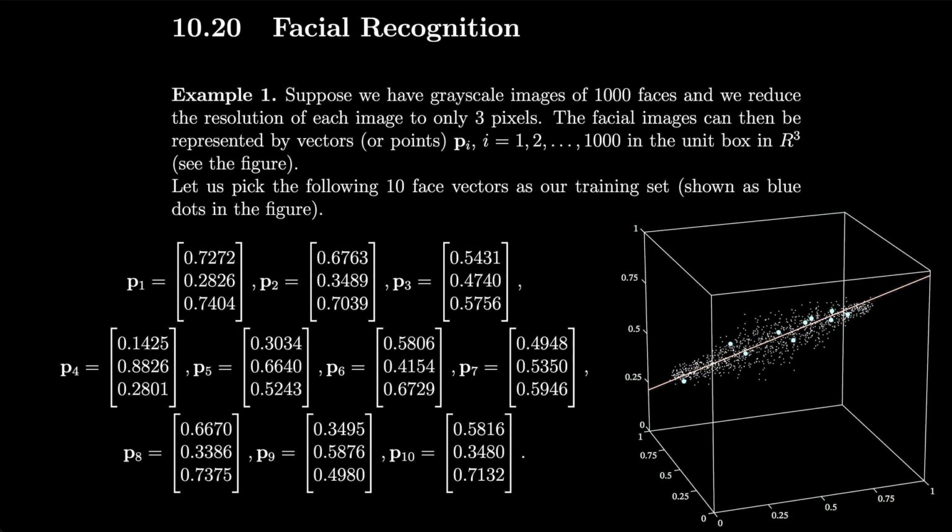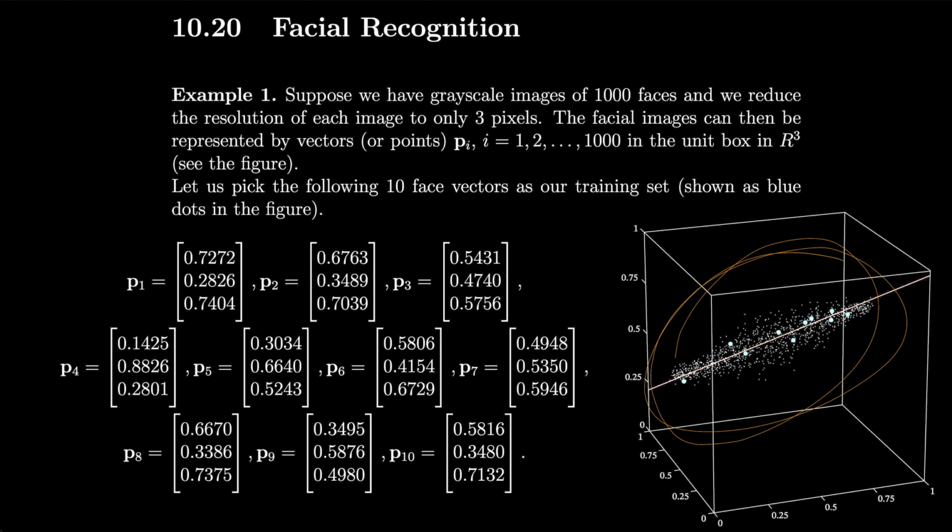Section 10.20, Facial Recognition. Suppose we have grayscale images of 1,000 faces, and we reduce the resolution of each image to only 3 pixels. The facial images can then be represented by vectors, or points, p_i, for i from 1 through 1,000 in the unit box in R3, as in this figure right over here.